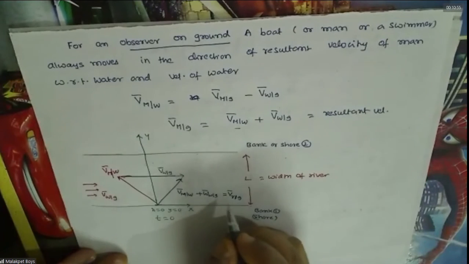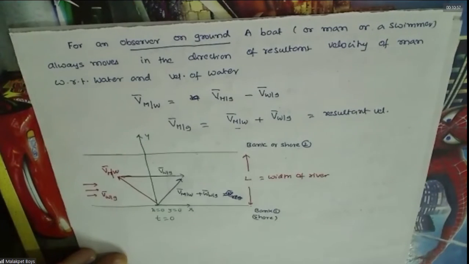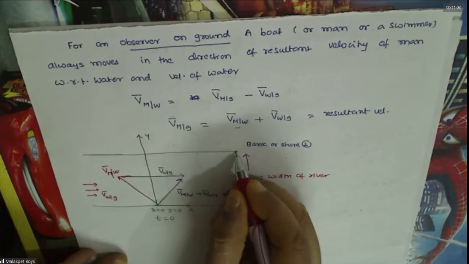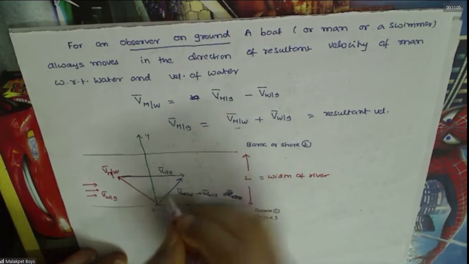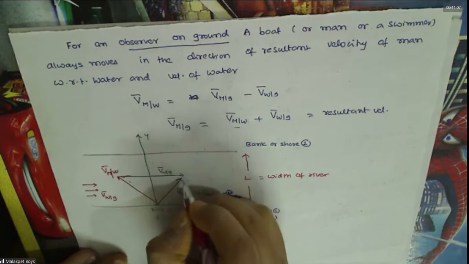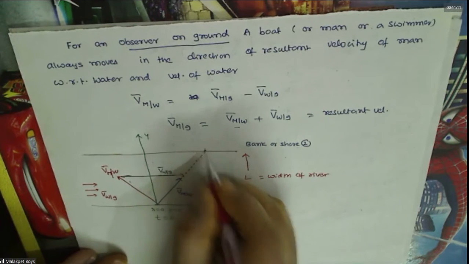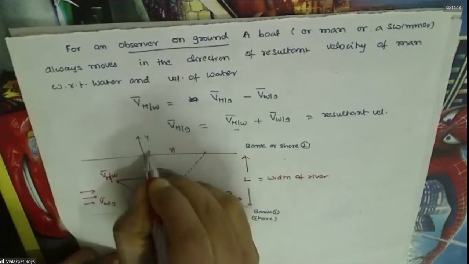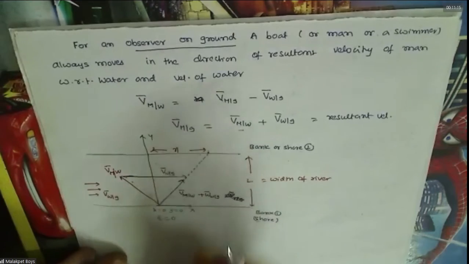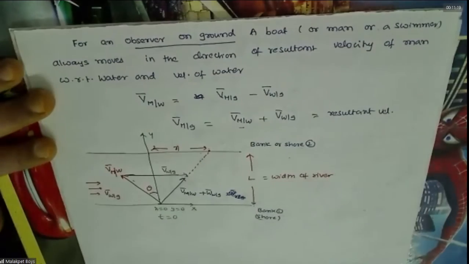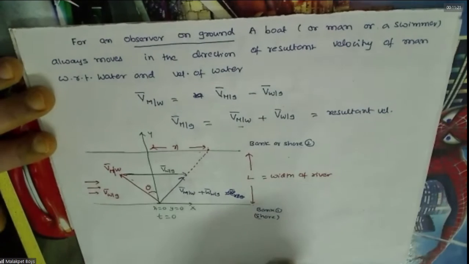Understood? Anyhow, we can leave this as non-equal. That means it depends upon this vector. If it is directed here, he will reach here. If it is directed there, he will reach there. That all depends upon these two quantities. So the person will reach here. This is X. Do you agree? He makes an angle theta with this. This is what we learned in the last class.